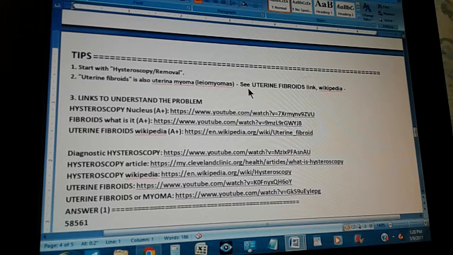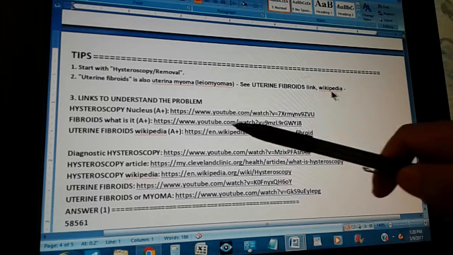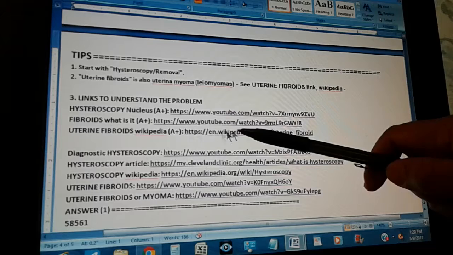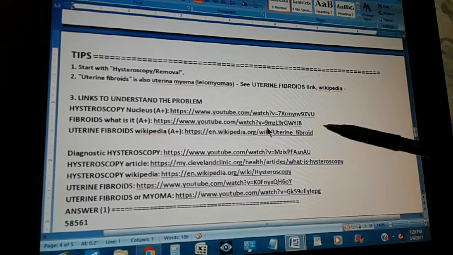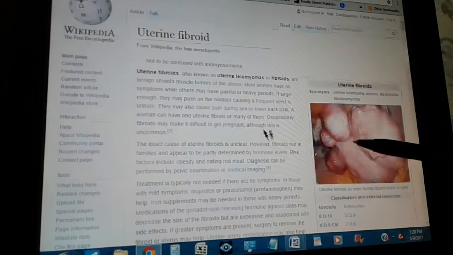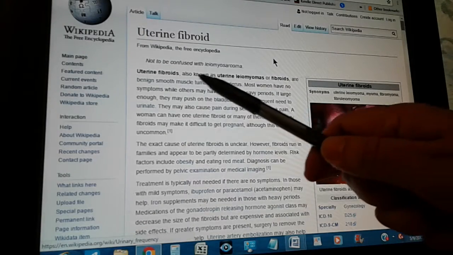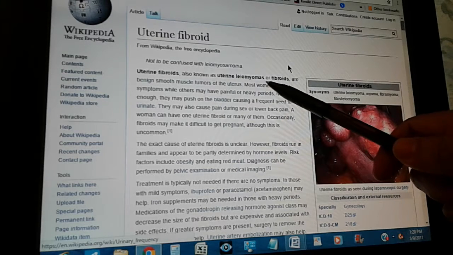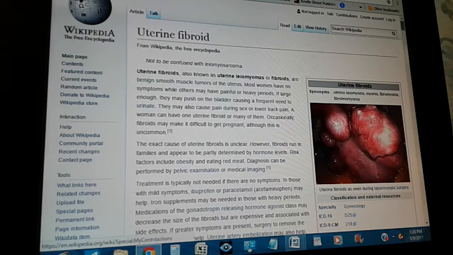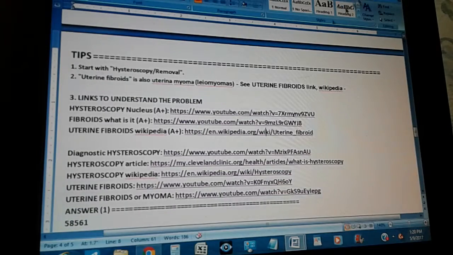And for this, you can see the uterine fibroid link in Wikipedia, which is right here. Click on this, and then you will see that they tell you right here, uterine fibroids, also known as uterine leiomyomas, right? Okay, so that is our tips.